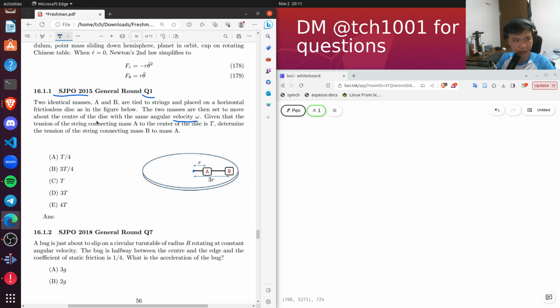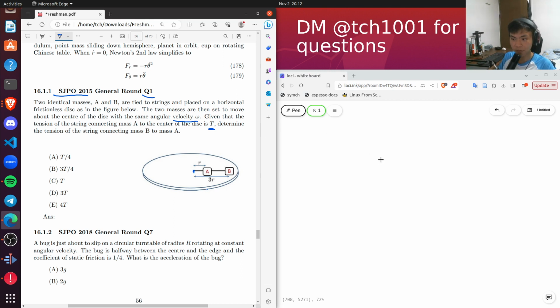The reason they're on the disk is to prevent them from falling down, so we're only concerned with the XY motion, the 2D motion of this. We are given that the tension in the string connecting A and the center is T, and we're asked to find the tension of the string connecting B and A.